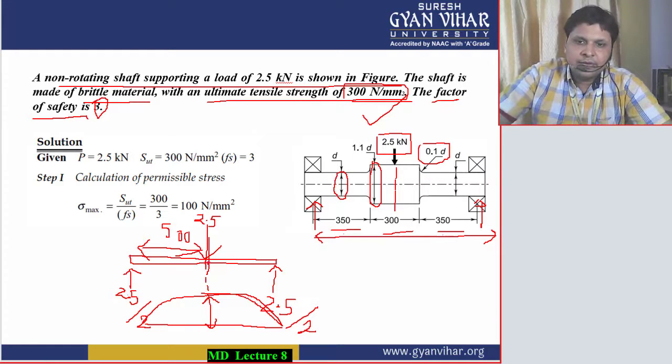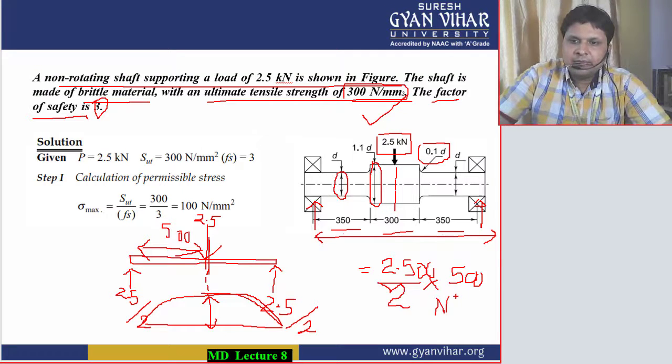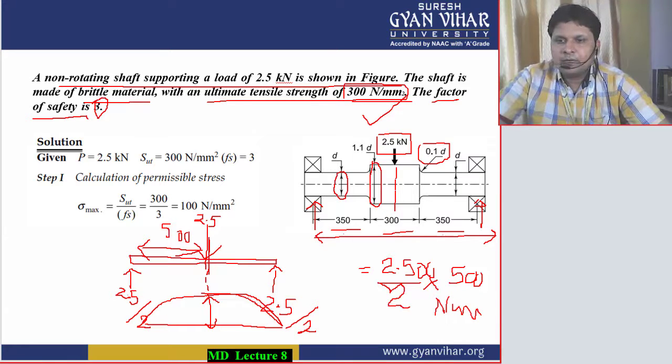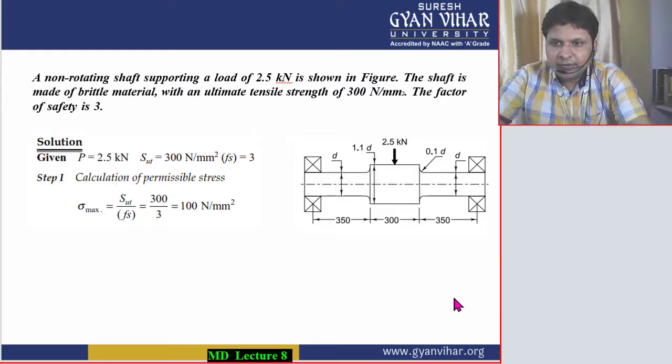So at this particular portion, what will be the bending moment? Bending moment is obtained by force multiplied by distance, means 2.5 divided by 2 into this particular distance. If you are taking 2.5, it will give kilonewton meter. But if you are taking Newton, then in place of 2.5 you will have to write 2500. So 2500 divided by 2 into 500 will give you the value in Newton mm. All right, so this is the maximum bending moment which is acting at the center.